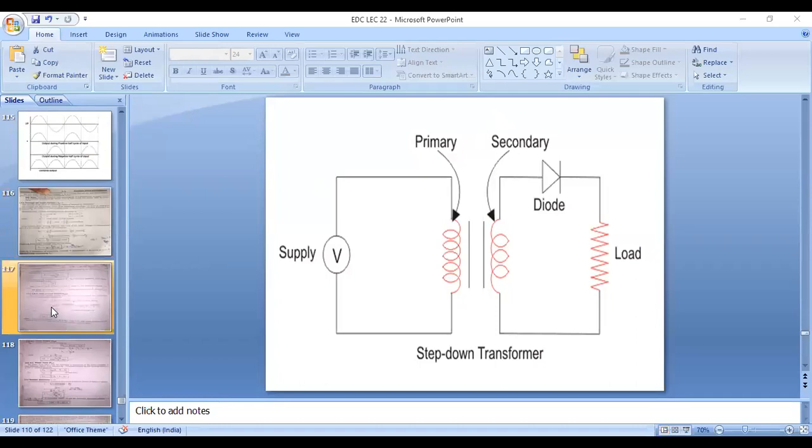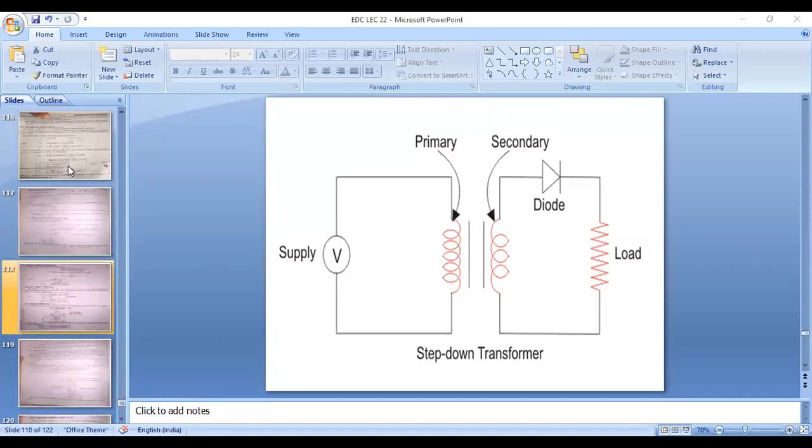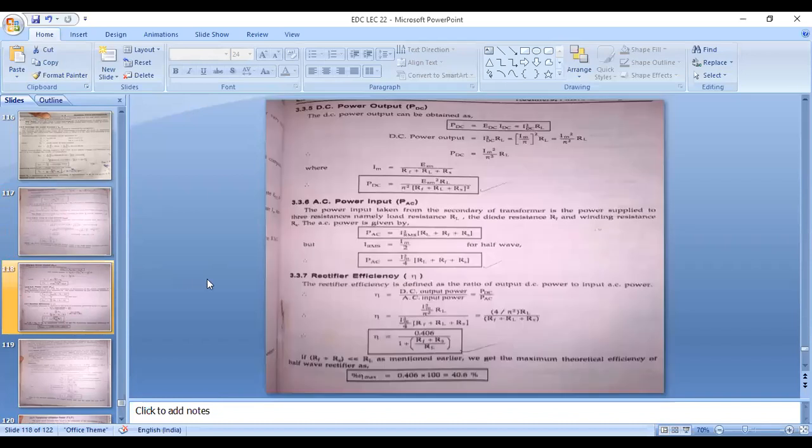My network was down. All right, so where am I? I think here, right? Rectifier efficiency. So if you see here, I'm getting 4 by pi square.